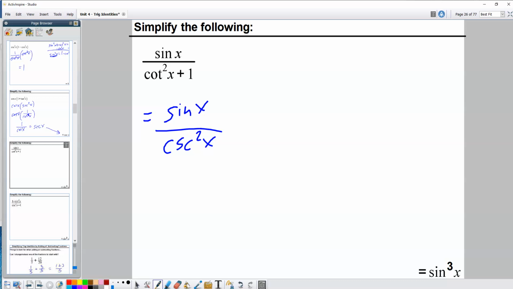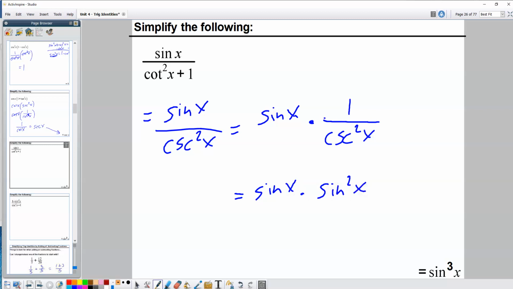And I know that there's a couple different ways you can go about this. We're going to keep, change, flip just to practice that. I've got sine of x, keep, change, and then flip. So I'm going to flip, that's going to be 1 over cosecant squared of x now. And I know that 1 over cosecant squared of x is equal to sine squared of x, which would be sine cubed of x.